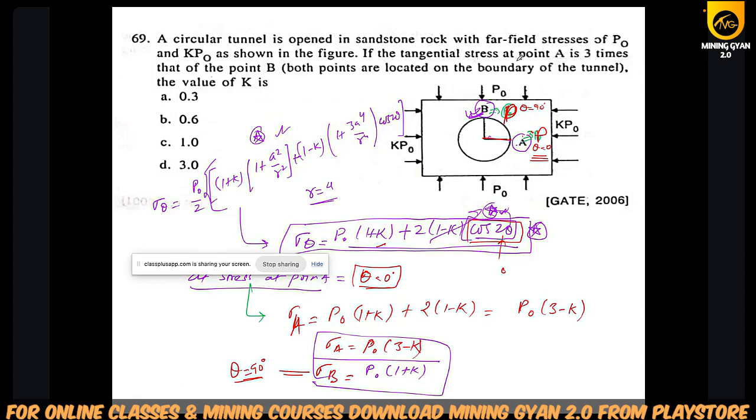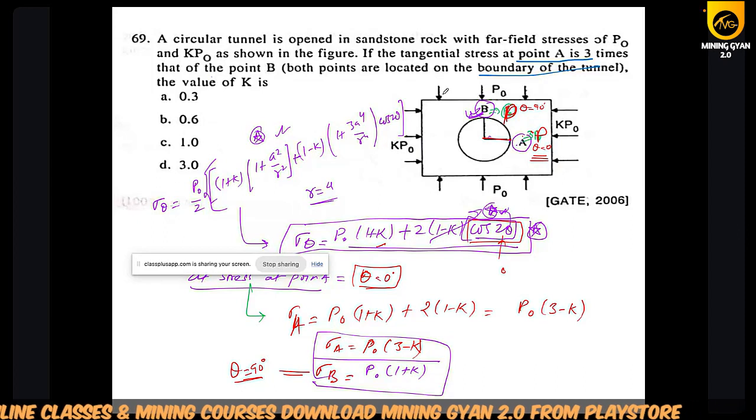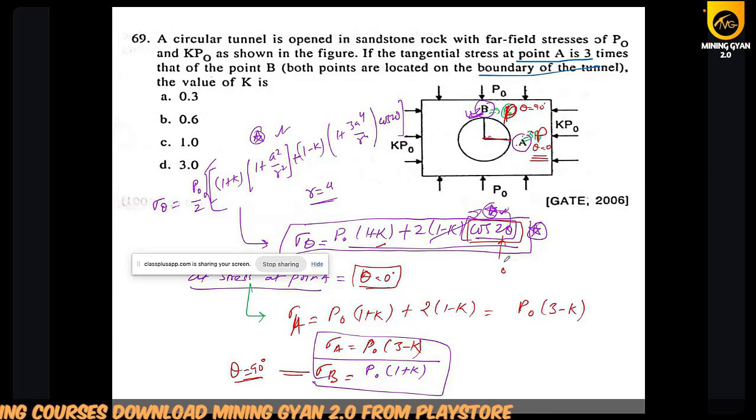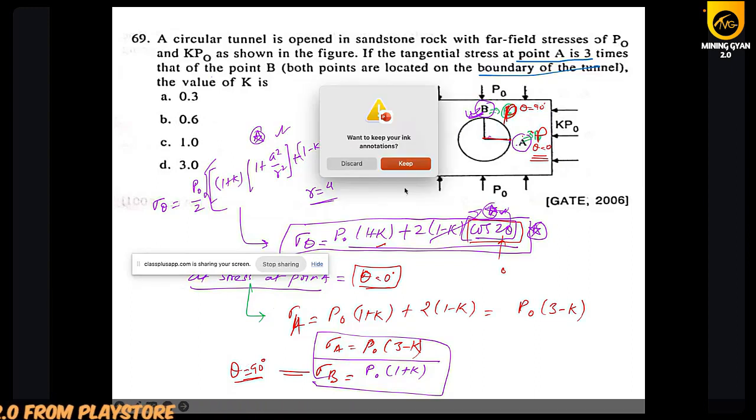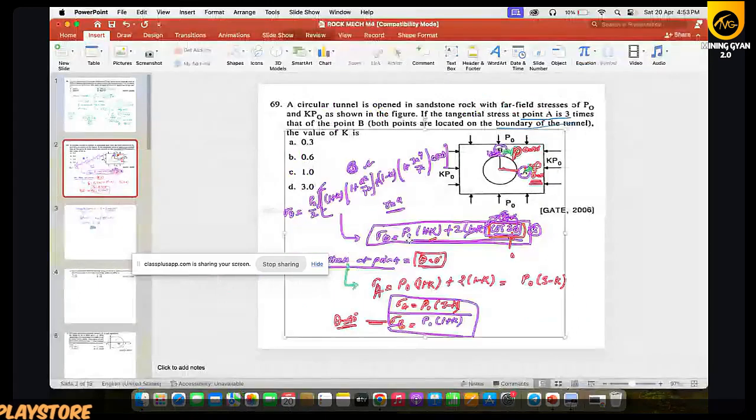So if the stress at a point A is 3 times the point B, both the points are located at the boundary of the tunnel. Okay. So I will explain this question again, because we have made some mistakes in finding the stress of point B.